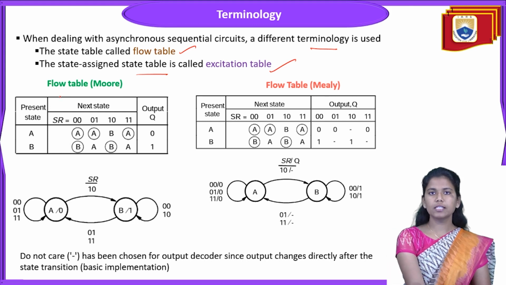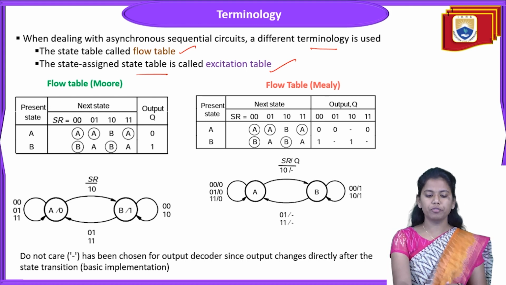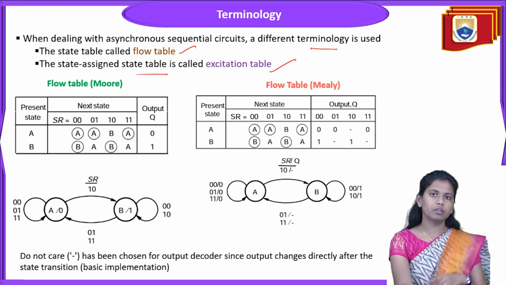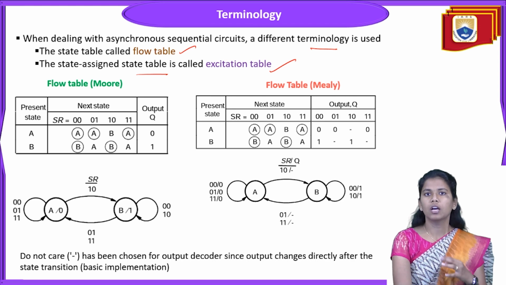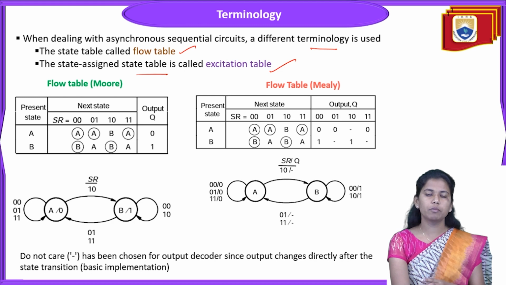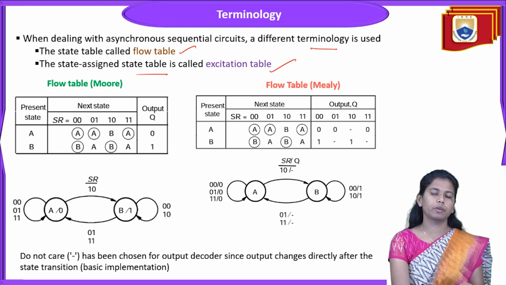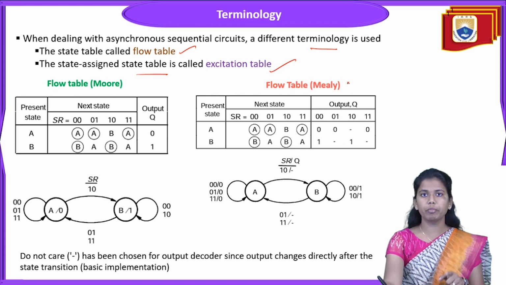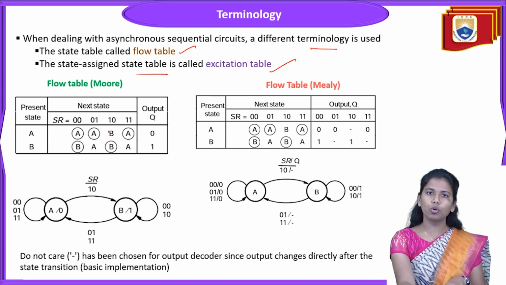Here are a few flow tables for Moore and Mealy machines. Moore and Mealy machines are examples of synchronous sequential circuits. In yesterday's class, we discussed the synthesis of synchronous sequential circuits. Synchronous sequential circuits are categorized into two kinds of sequential machines: one is Moore and the other is Mealy. In Mealy, the output depends only on the present inputs, whereas in Moore, the output depends on the present input as well as the past output.